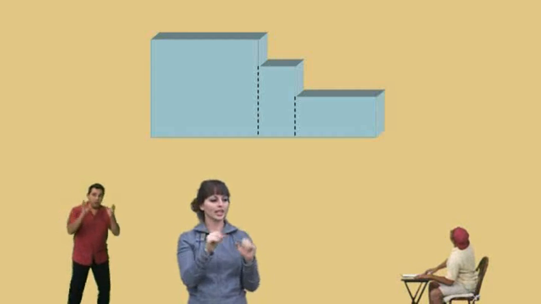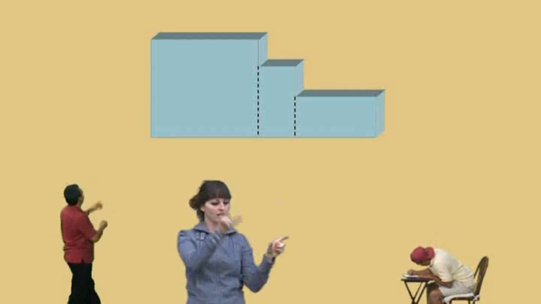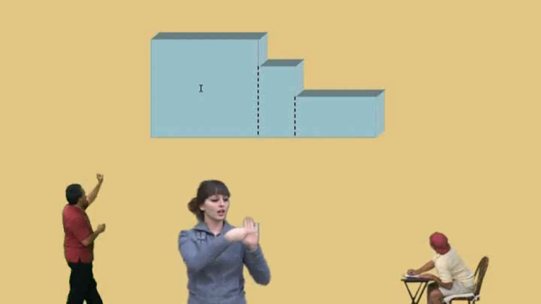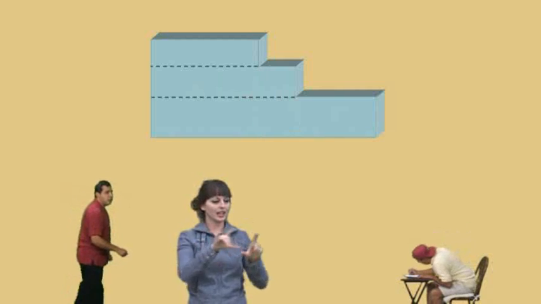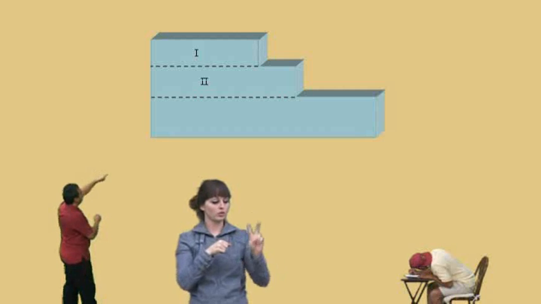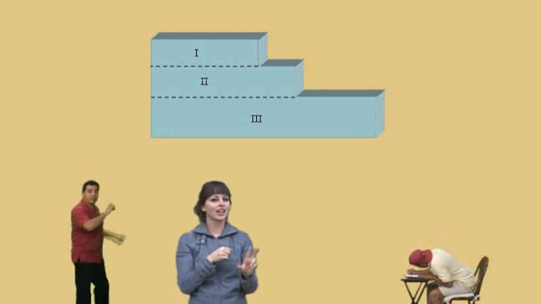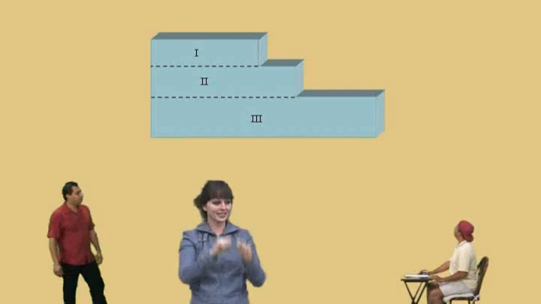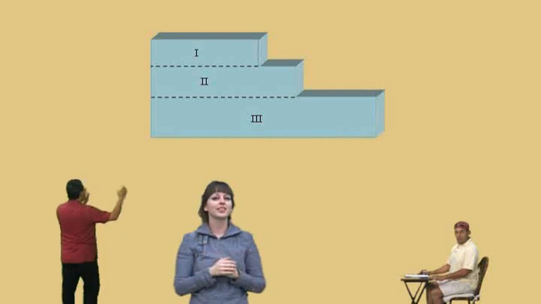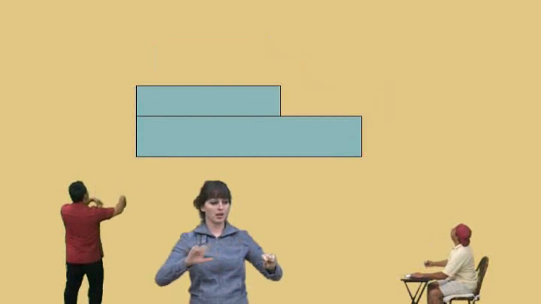Now, our approach is to either break this up into vertical slices, as shown right here, in which case we'd have 1, 2, and 3, or we can do horizontal slices, and that would be 1, 2, and 3, okay? And this is the approach that we're going to use to find the volume of this staircase shape. Okay, let's get going. So there's our bottom rectangular solid, there's the middle one, and there's the top.